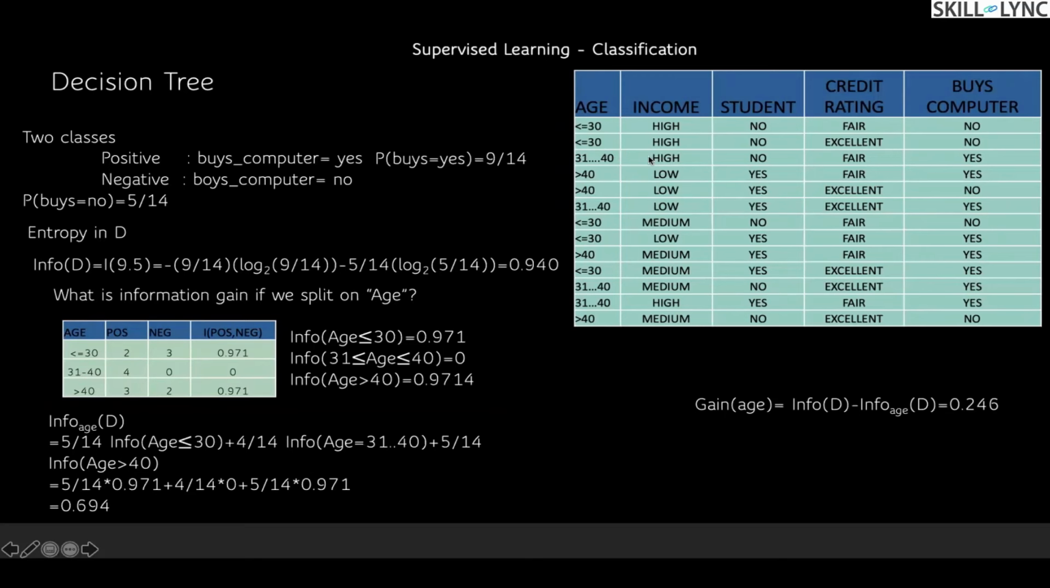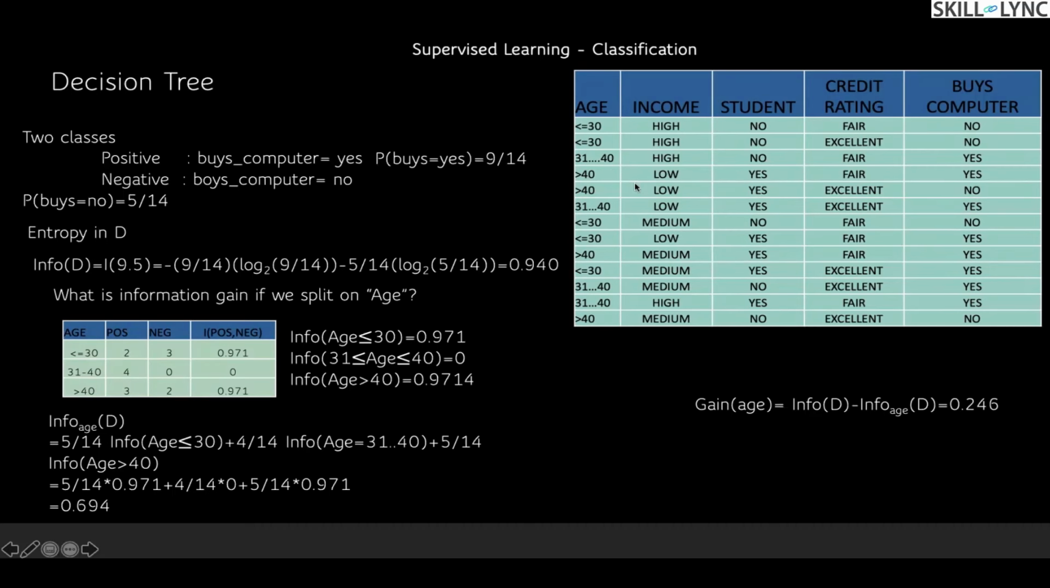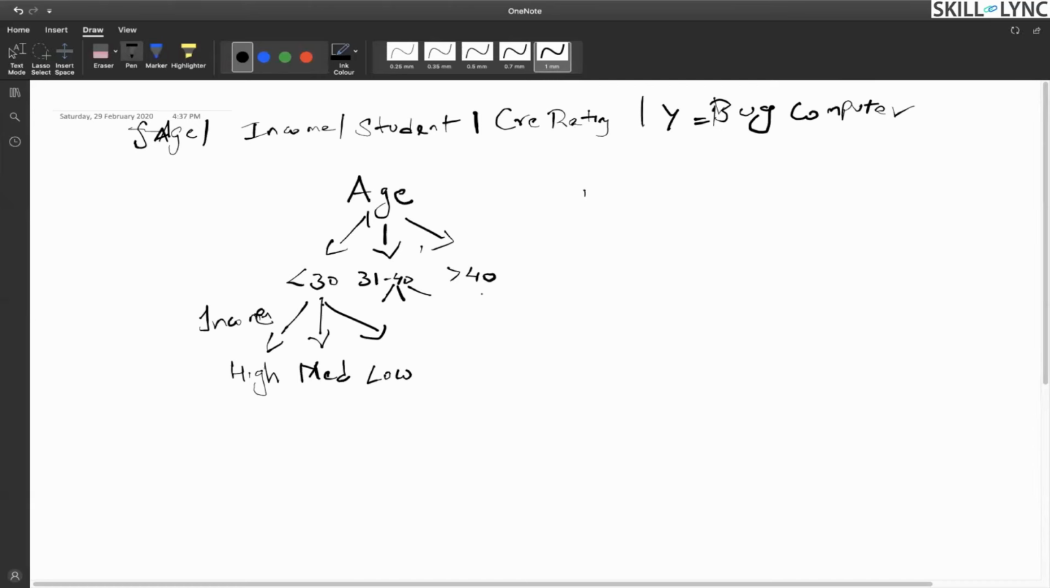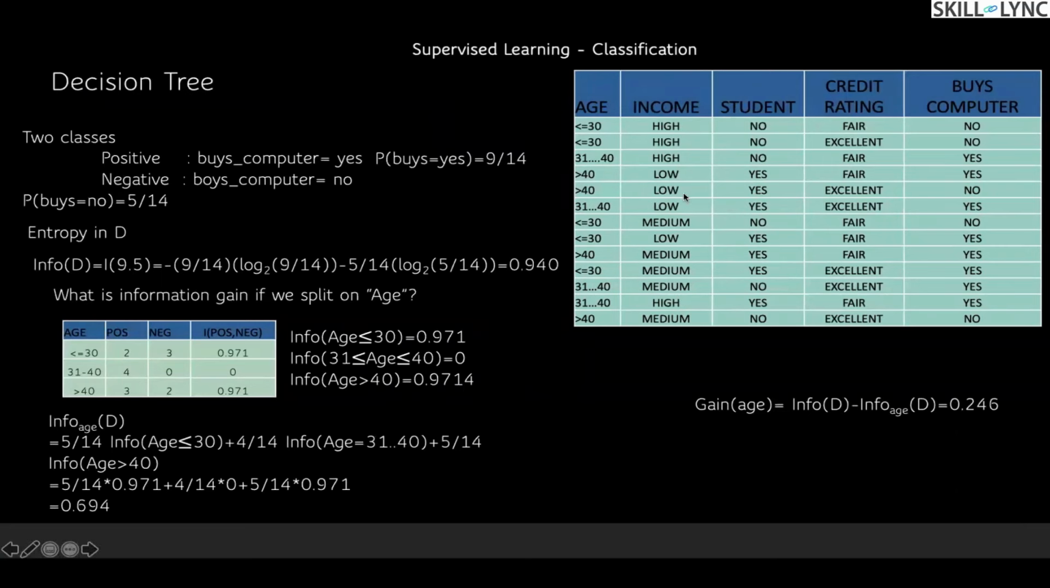Similarly, for 31 to 40, how many outcomes do I have? High, low, medium. I have all 3 outcomes. Similarly, for greater than 40, I have only 2 outcomes, low and medium. Did you understand? So far so good, guys? We are done with the income.